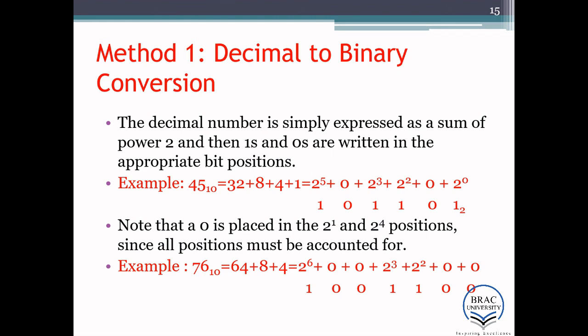Same thing for this example. You have 76, so you split it into 64, 8, 4, which are 2 to the power 6, 2 to the power 3, and 2 to the power 2. For all other positions it is 0, so consider this 0 0, this position 1, this 1, this 0, this 0, this 1. So this is the equivalent binary for 76.